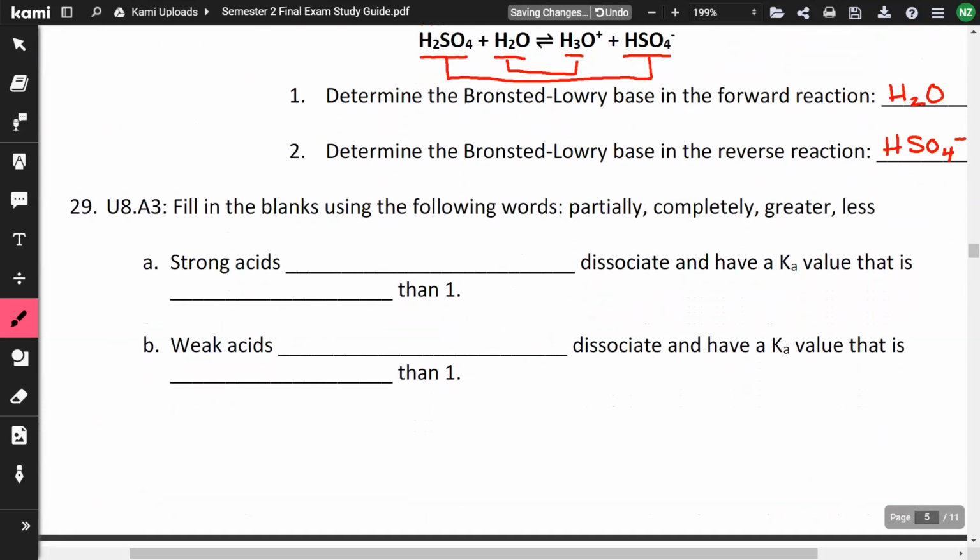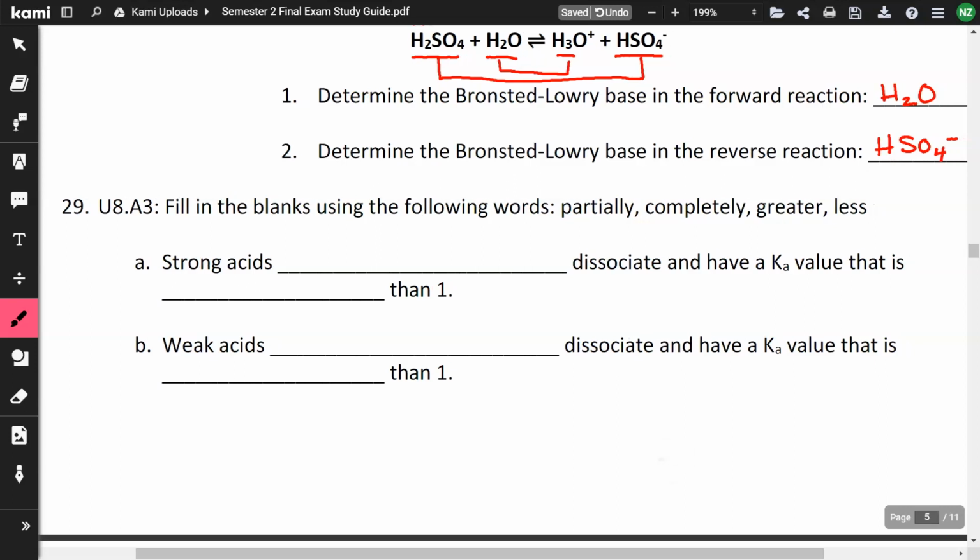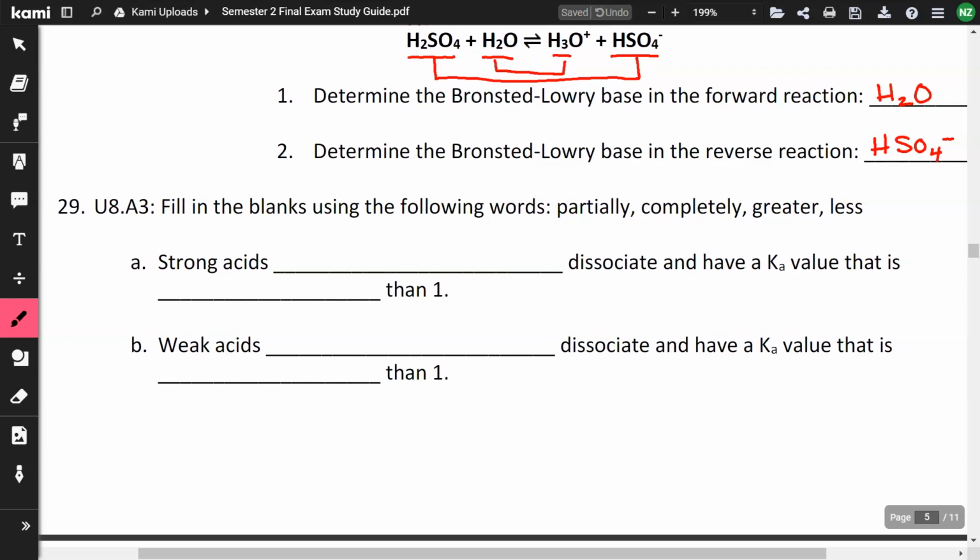All right. Fill in the blanks using the following words: partially, completely, greater, and less. So strong acids completely dissociate and have a Ka value that is greater than 1. Weak acids only partially dissociate and have a Ka value that is less than 1.